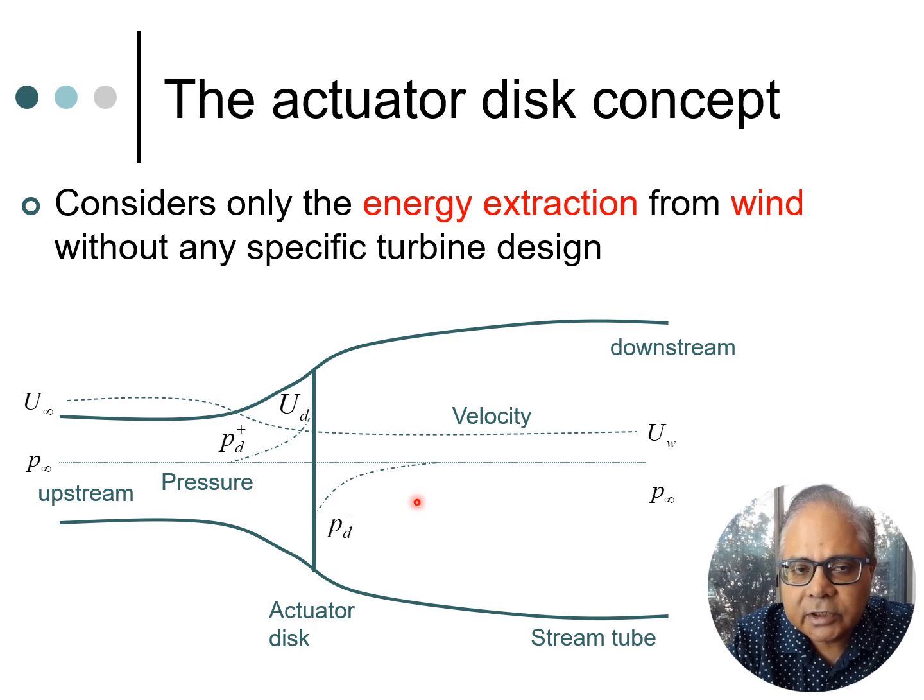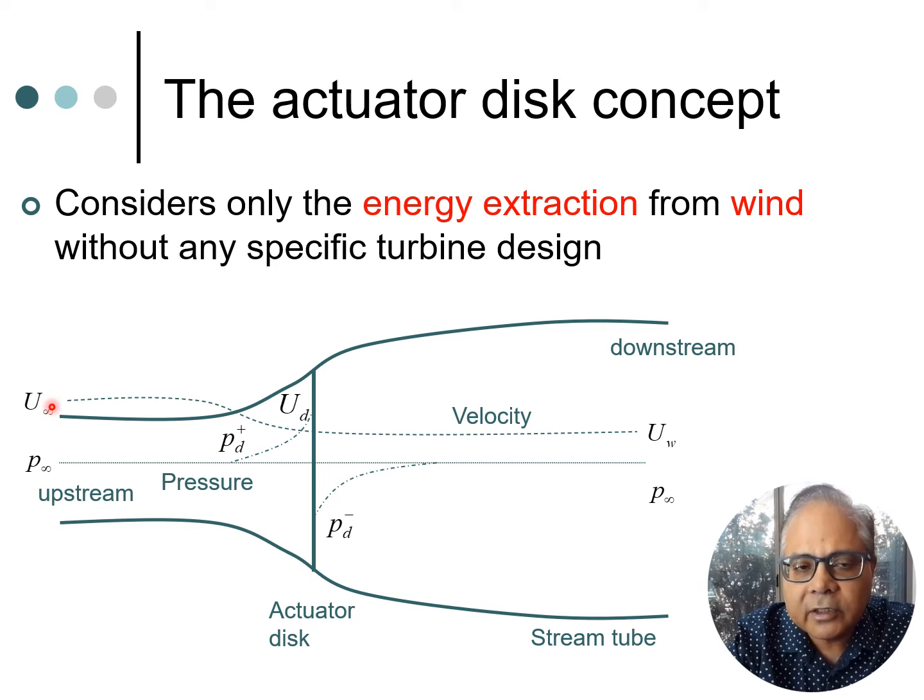Now we can quantify some of this thinking here in this figure. You can see here that the actuator disc is essentially simply extracting energy from the wind. There is no specific turbine design here in terms of the dimensions the rotors have and so on. So we are not considering chord, the airfoil section and so on.